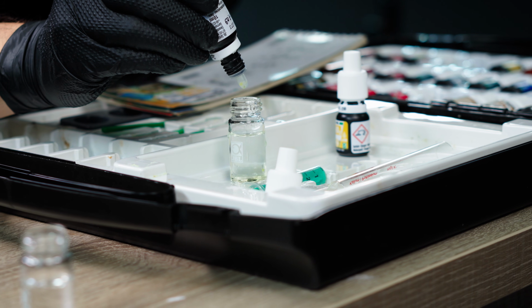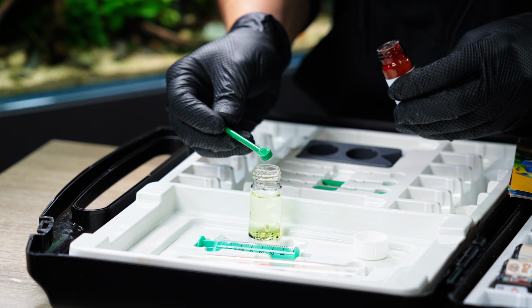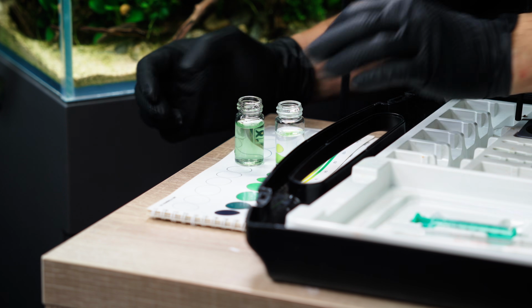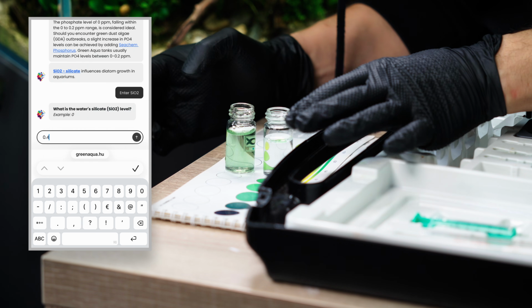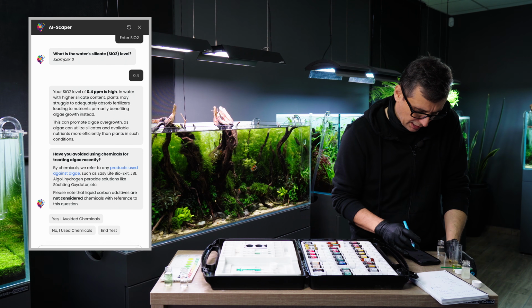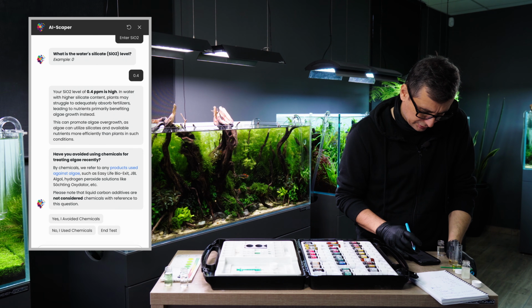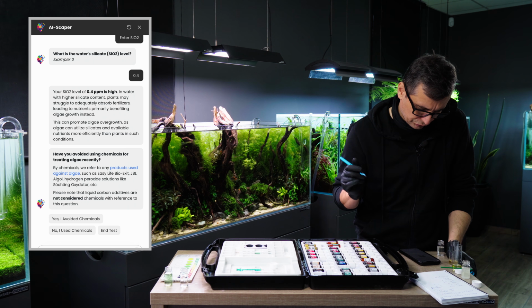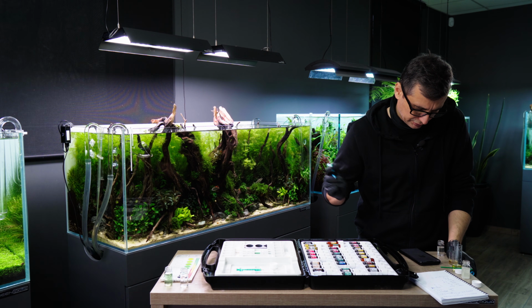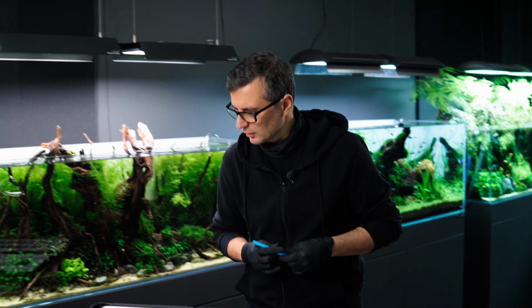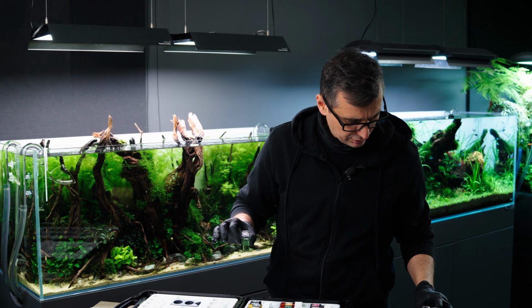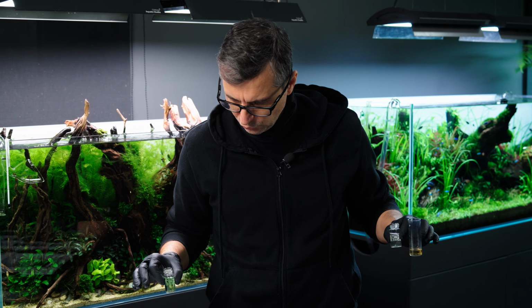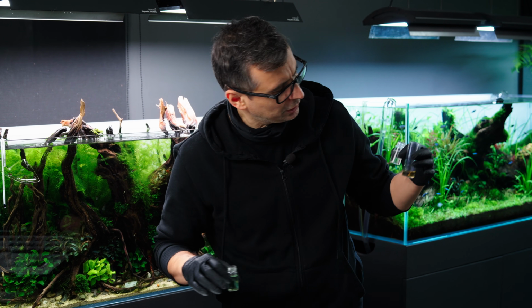Okay, I want to test for silicates. Between 0.4 and 0.8. I don't like silicates in the water. Okay, let's call it 0.4. It says that the silicate level is high. In water with higher silicate content, plants may struggle to adequately absorb fertilizers, leading to nutrients primarily benefiting algae growth instead. Now I have to think of the reverse osmosis water, so I'm going to clean this and do one test for the reverse osmosis water as well.